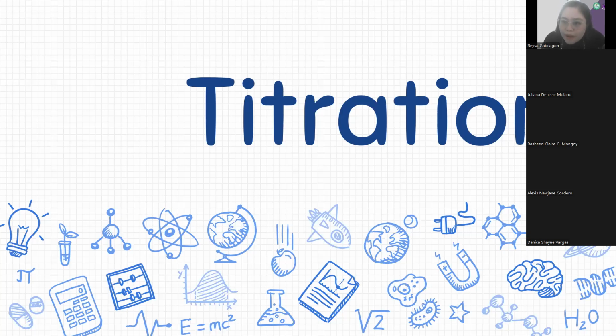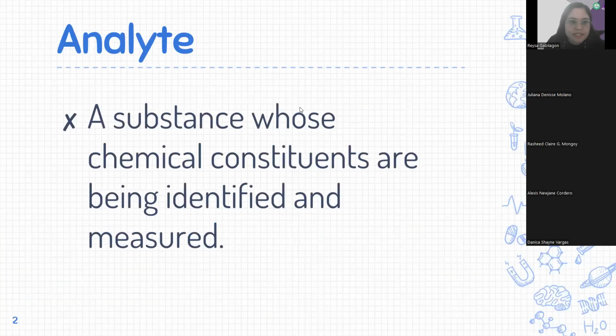So let's talk about titration, the titration process. Let's first define some terminologies involved in the titration process. First, we have here the analyte. So if you hear the word analyte, class, this is referring actually to the sample, okay?